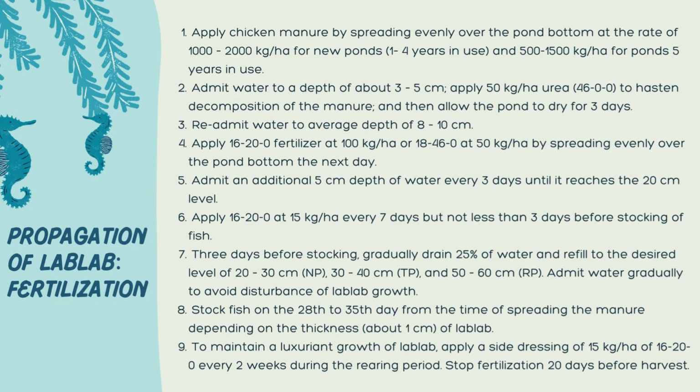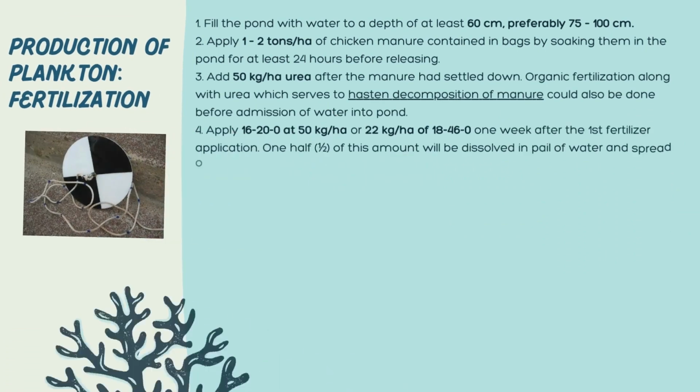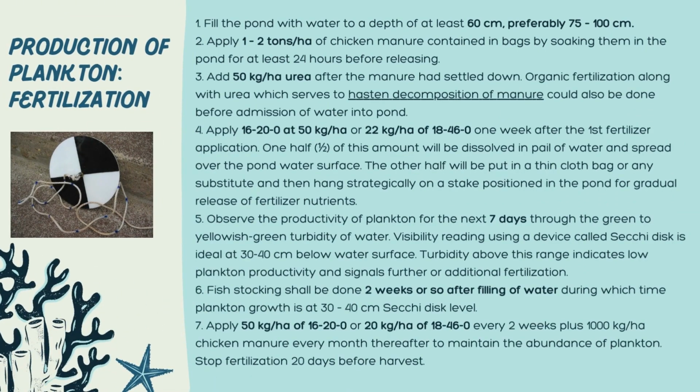So next we'll be talking about the production of plankton, or the process of fertilization of it. Unlike in lumot, when producing plankton, we need the pond to have water already. So first, fill the pond with water to a depth of at least 60 centimeters, but preferably 75 to 100 centimeters. Next, apply 1 to 2 tons per hectare of chicken manure contained in bags by soaking them first in the pond for at least 24 hours before finally releasing them.